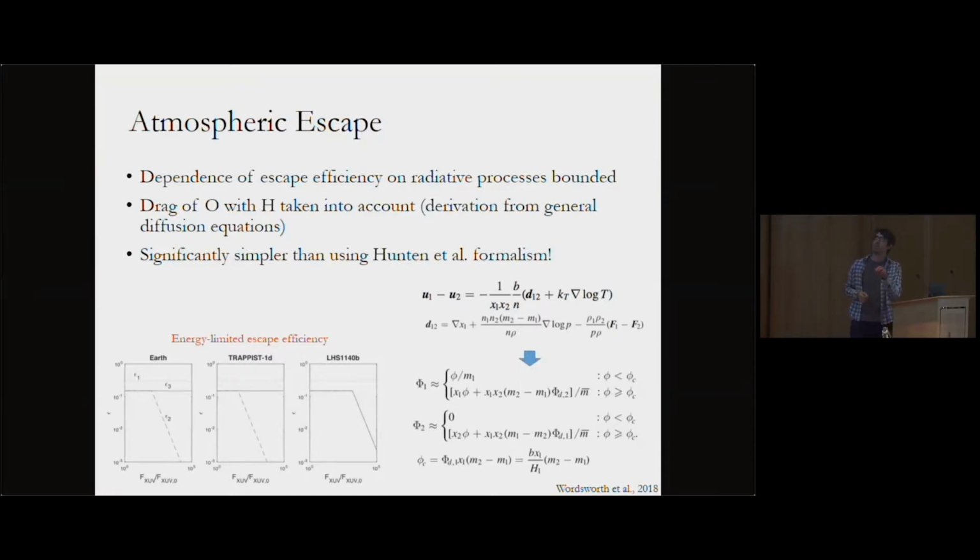I will just add as well, and this is really for people who are interested in this particular area, that we started off using the Hunten et al. formalism, but it is, to me, a little counterintuitive, and the derivation was almost impossible to find. So we went back to the original equations, and I think came up with a way of thinking about it that is much more straightforward. So check out what we did there if that interests you.